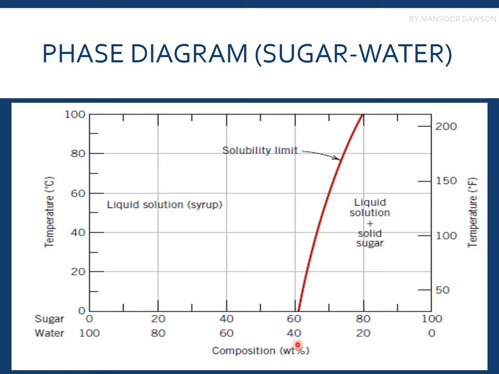As you can see, after 100, the boiling point of the water will be achieved, and there won't be any more water to dissolve the sugar. So here the solubility limit of the sugar dissolvable in water will end. This is what a phase diagram looks like.